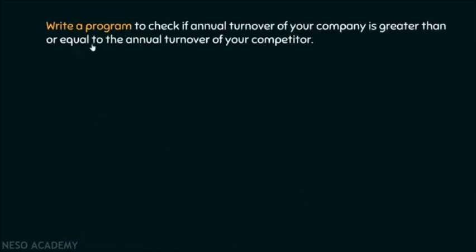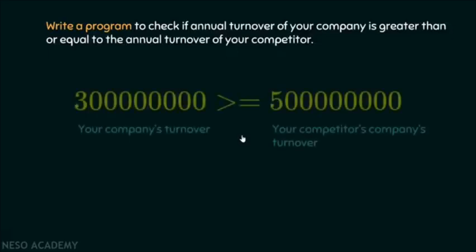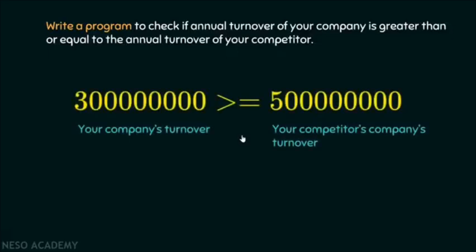Suppose I ask you to write a program to check if the annual turnover of your company is greater than or equal to the annual turnover of your competitor. Now suppose that the annual turnover of your company is 30 crores and the annual turnover of your competitor's company is 50 crores. Now what do you need to do? You need to compare these two values, right? If you want to perform the comparison between these two values, then you need a greater than equal to operator, and that's what you need to do inside your program.